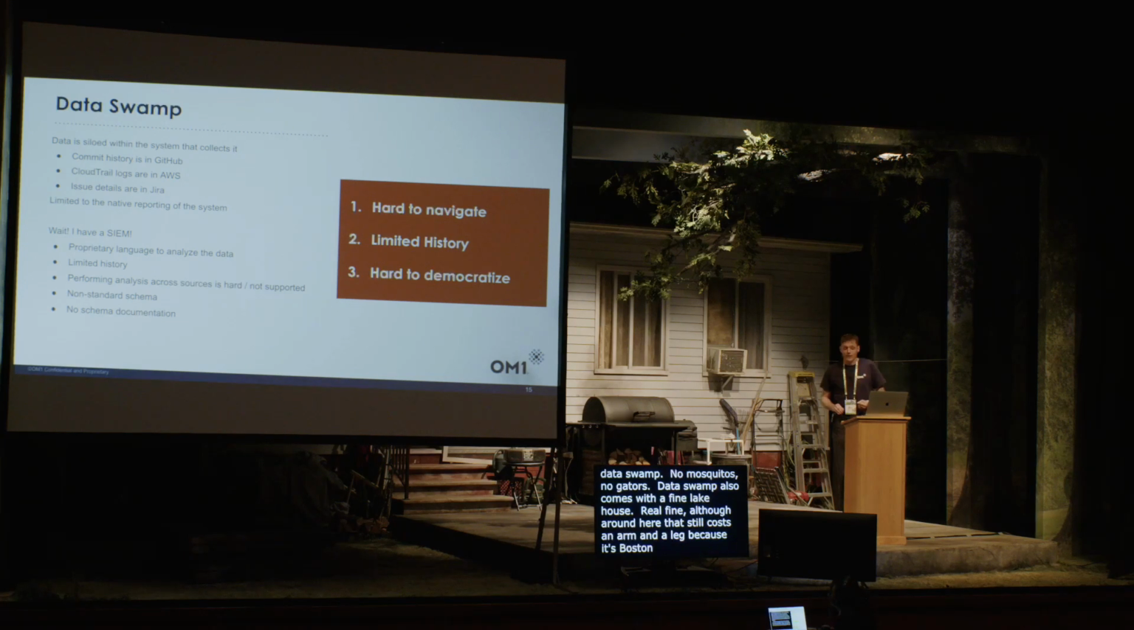All right, so why do I call it a swamp? It's siloed. You're in a swamp, you're kind of stuck in that part of the swamp and you can't get around easily. It's not linked up. Your commit histories in GitHub, you can't combine that easily with your CloudTrail logs in AWS or your issue details in Jira. You're relying on the reporting of the system you're in. So you can go into GitHub and see this wonderful list of how many lines of code someone has deleted, but you can't necessarily combine that with something else.